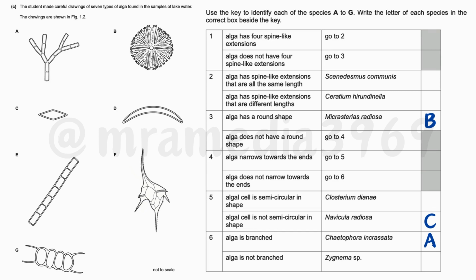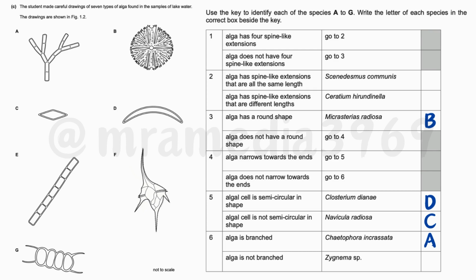Okay, drawing D. Alga has 4 spine-like extensions. We can see from the figure that it doesn't. The next one is alga does not have 4 spine-like extensions. That's true, so go to 3. Alga has a round shape. It doesn't. Right, next, go to 4. Alga narrows towards the ends. Yes, that's true. In that case, we go to 5. Algal cell is semicircular in shape. Yes, therefore, D is Closterium diane.